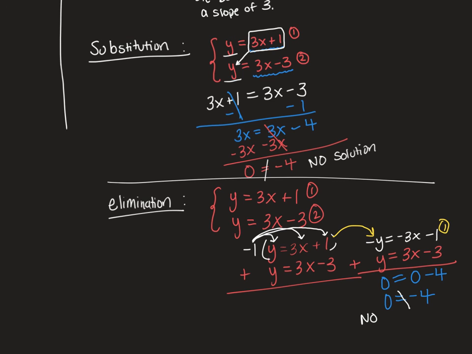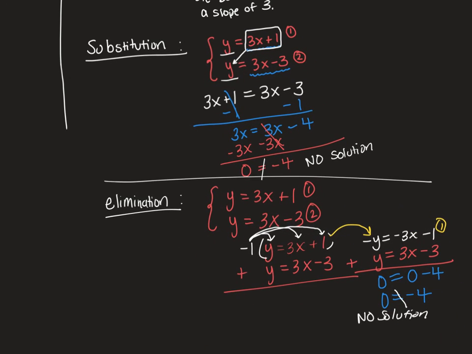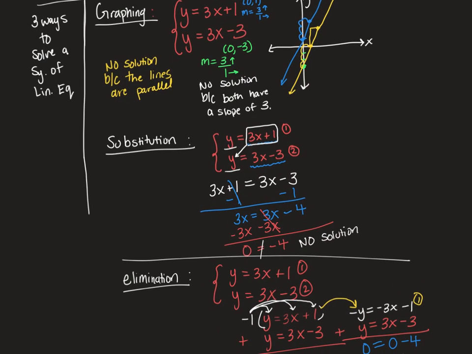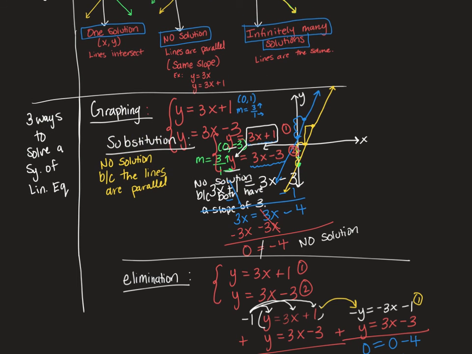No. So we just found that there's no solution using the elimination method, using substitution, and, sorry guys, for some reason my thing won't let me zoom out, but we learned that we have no solution by graphing, by substitution, and by elimination. These are the 3 ways that you can solve a system of linear equations. And the bigger picture is that you can have one solution, no solution, or infinitely many solutions.